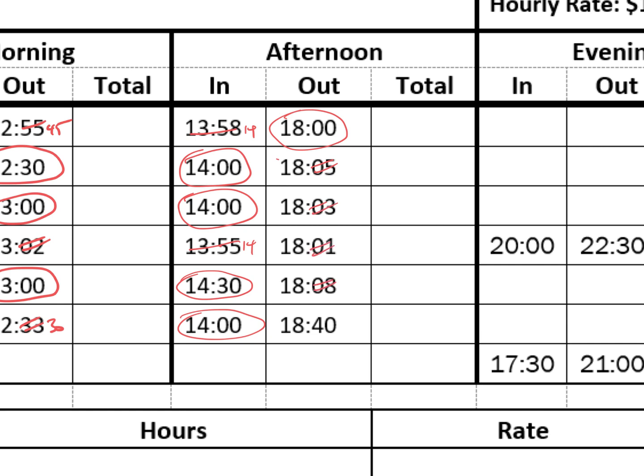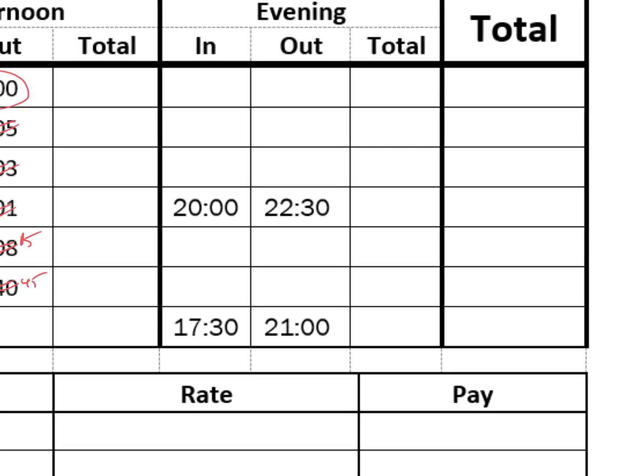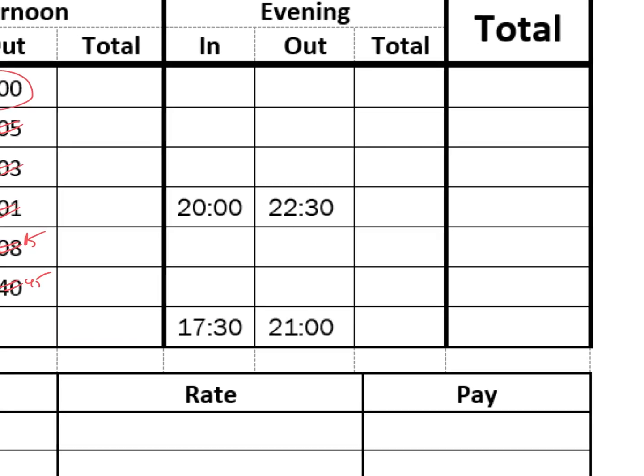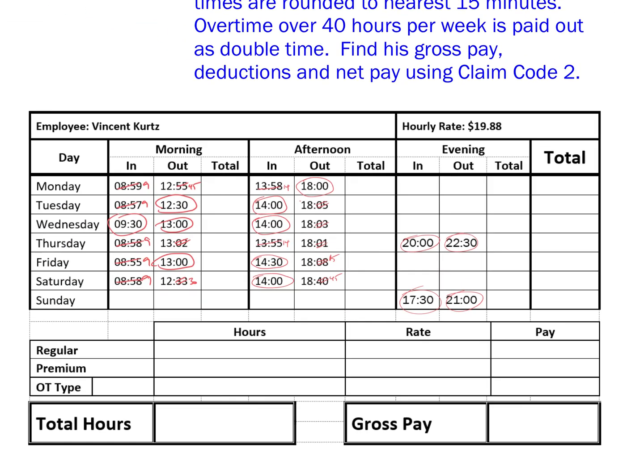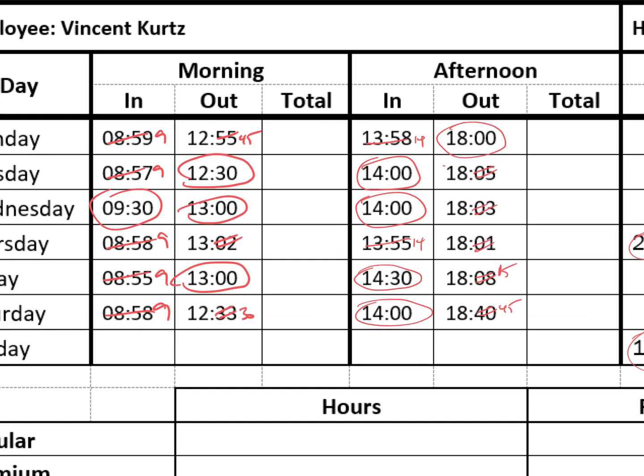This one actually goes up to 1815 because he does get paid for extra time. And this one goes up to 1845. Okay. Now we'll deal with the evening times. Now, this isn't part of his normal workday, so these are just nice round times. So we just take them at face value. We don't even have to round them to the nearest 15 minutes because they are already rounded.